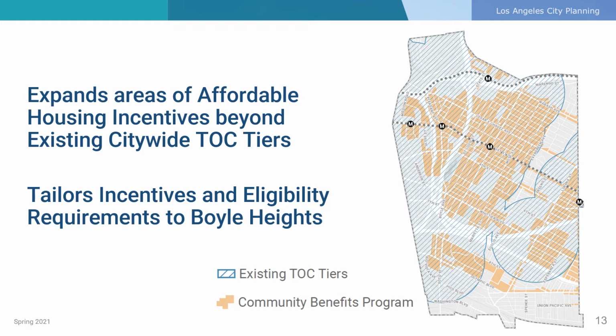The proposed program also tailors the eligibility requirements to the needs of the community, requiring a greater percentage of affordable units than today's TOC tiers in the plan area, and requiring larger unit sizes to accommodate multi-generational households.